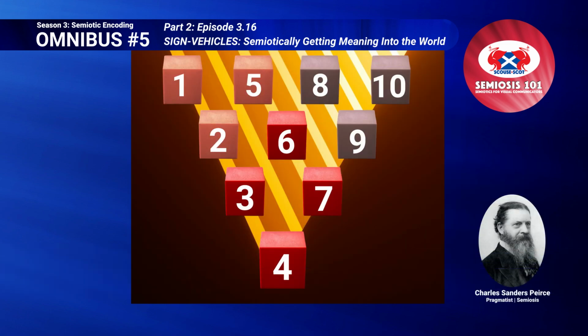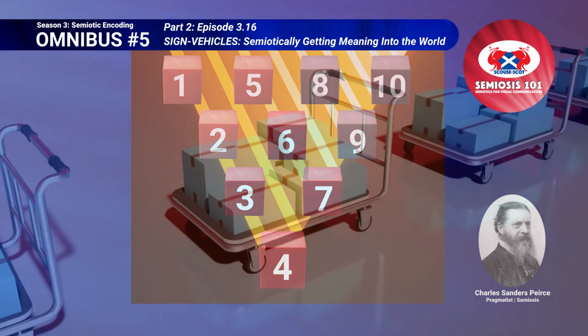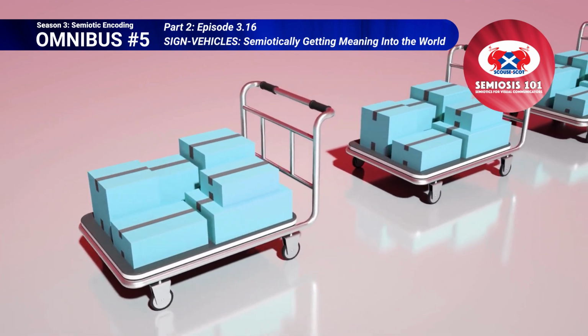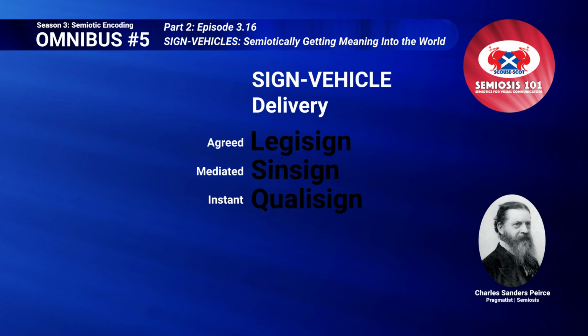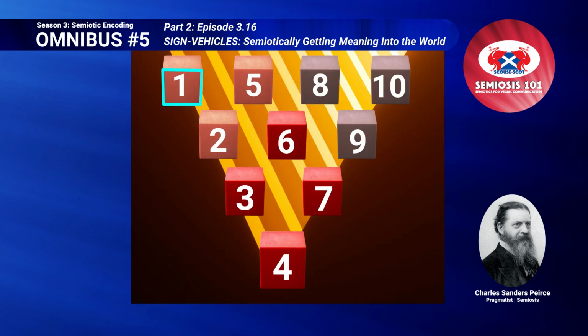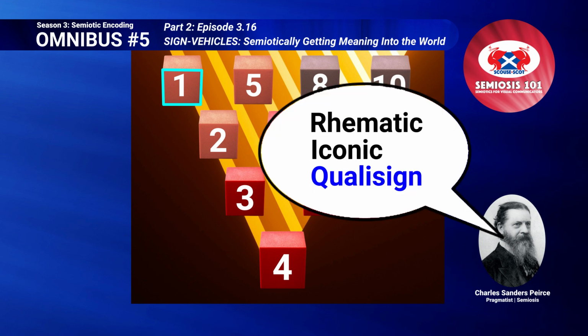In doing so, I will also focus on how each sign vehicle semiotically gets meaning into the world. PEIRCE'S names for the delivery are qualisign, sinsign and legisign. But on Semiosis 101 I have translated these into designer-centric terms as instant, mediated and agreed. Back in episode 3.6 I introduced sign 1. Peirce calls this a rhematic iconic qualisign, but I have defined it in a top trumps way as having the semiotic power of possible, familiar, instant.